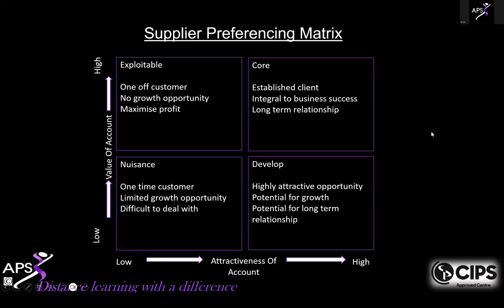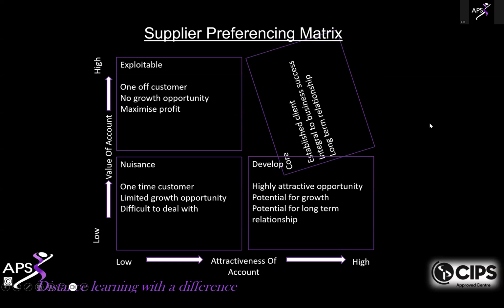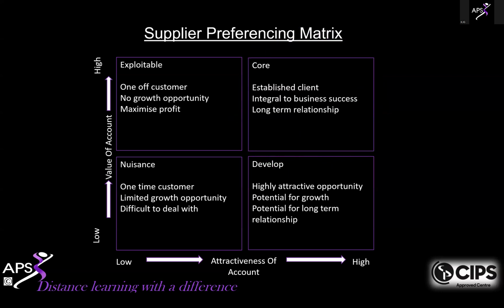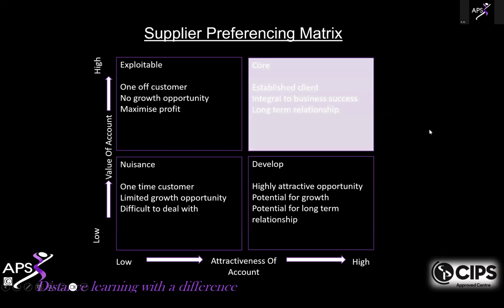If we take core as the first quadrant, this is where the supplier sees our account as attractive and we spend a lot of money with that supplier. So in this instance, we would be an established client to the supplier. We would be integral to the success of their business, and we would have a long-term relationship with them. For those of you that have watched my snippet on the Kralchik matrix, you will know that I talk a lot about chocolate cake. If I have a chocolate cake business, I would hope that a supplier of flour sees me as core.